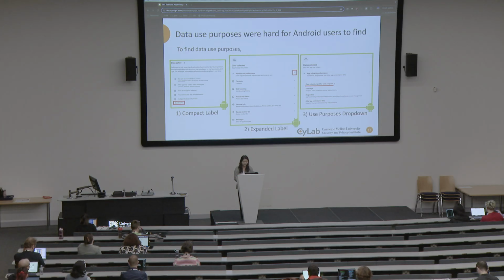We wanted to know if this design was intuitive and if Android users actually understood what those collection purposes were for. We asked them to look at this expanded label and identify any data types used for advertising or marketing purposes. And only 1 out of 12 Android users responded to our question correctly. The remaining participants did not know where to locate this information. This suggests that data use purposes were difficult to locate and not easily understood by users.